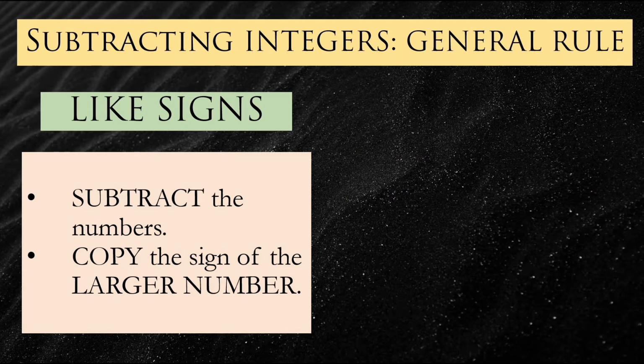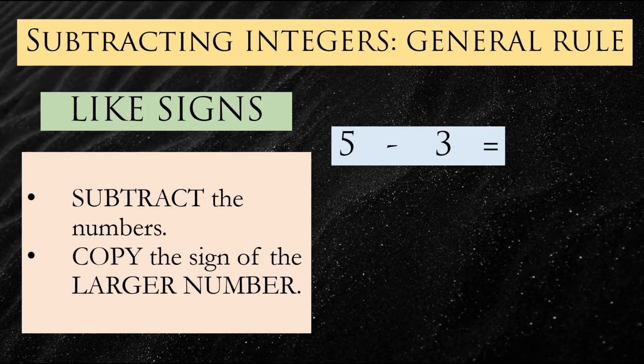So let's move on to like signs. So again, we'll subtract the numbers and copy the sign of the larger number. Let's have an example. So we've got 5 minus 3, basic math. The answer is +2 because 5 is more than 3. So let's put +2, but you don't have to write the positive sign. So let's go to the next one.